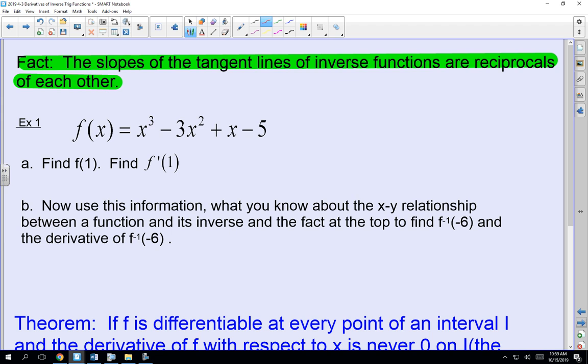Let's do this first. So there's the fact we just wrote down. The slopes of the tangent lines of inverse functions are reciprocals of each other. So here's a function. It's pretty easy to find the derivative. It says find f of 1 here. So what's f of 1 here? I'll let you write down the function first. f of x equals x cubed minus 3x squared plus x minus 5. Let's find f of 1. So plug in 1, I get 1 minus 3 is negative 2, plus 1 is negative 1, minus 5 is negative 6. So I've got this coordinate 1 comma negative 6.